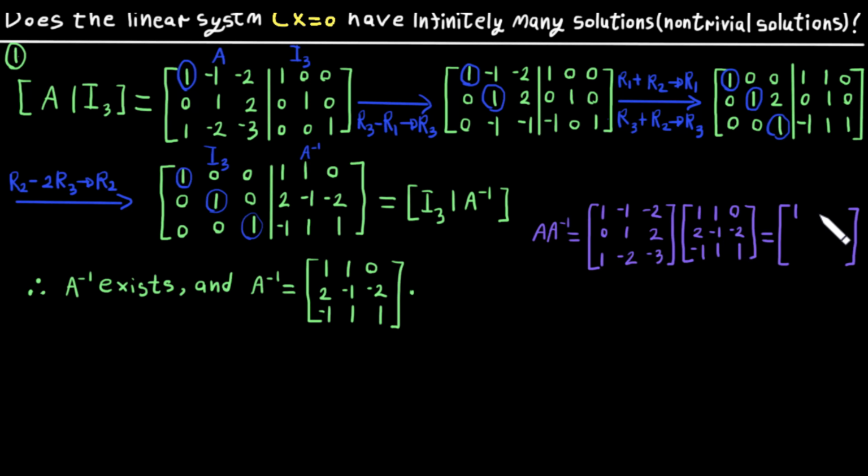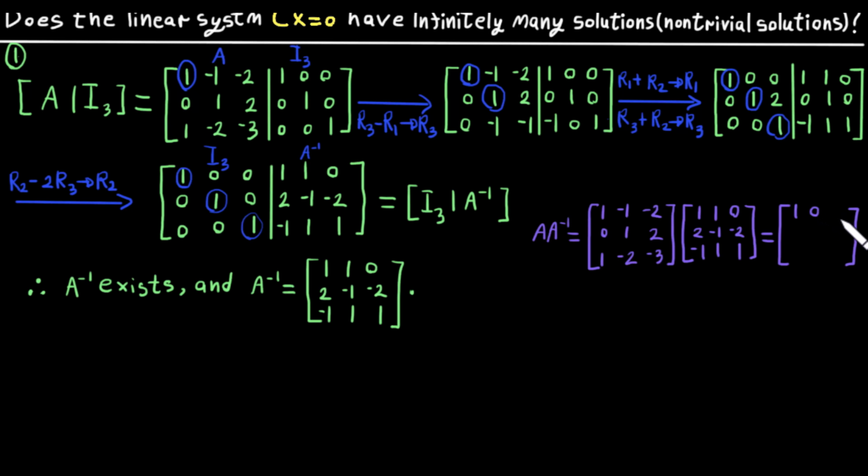To find this element here, we have to multiply this row by this column. 1 multiplied by 1, which is 1, plus -1 multiplied by -1, which is 1, plus -2 multiplied by 1, which is -2. 1 plus 1 plus -2, it will be 0. So here I have to write 0.